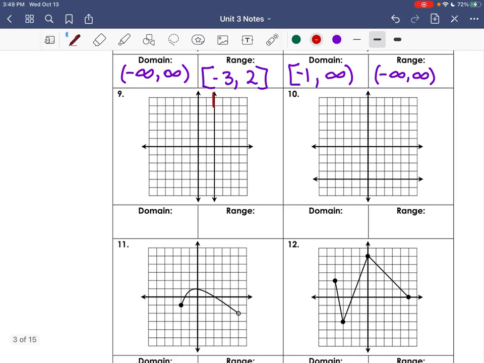Number 9 is a vertical line. Vertical lines are special, and we will talk about vertical lines some more this year. But today we're just talking about its domain and range. So the domain of a vertical line is just where does it cross the x-axis. It doesn't go left or right, so you can't have a true domain like these other ones. So it crosses the x-axis here at 2, and so you just say x equals 2, because anywhere this line goes, x is going to be 2.